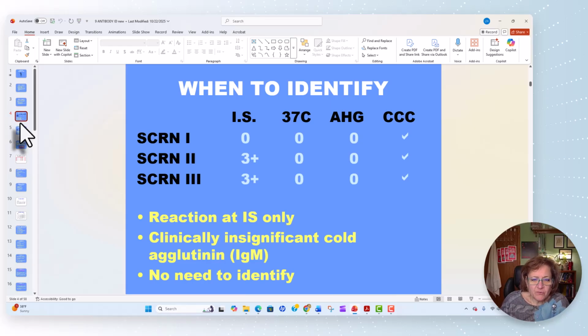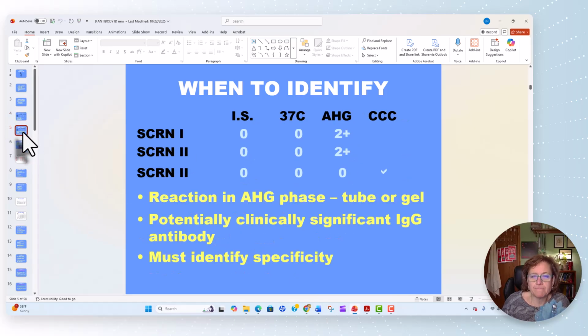So in this situation, we have a positive immediate spin reaction right here, but it goes away at 37 and AHG, and our check cells work. Remember, we always have to do those check cells anytime we do an AHG, and those check cells have to be positive, so they all work. At this point, it's a reaction only at immediate spin, so it's clinically insignificant cold. It goes away, no reason to identify.